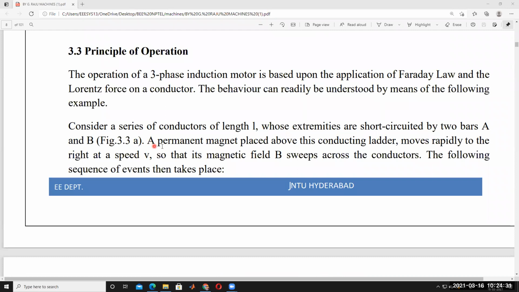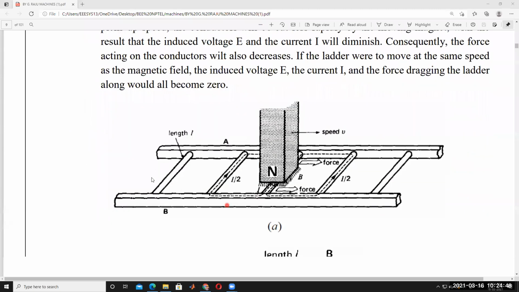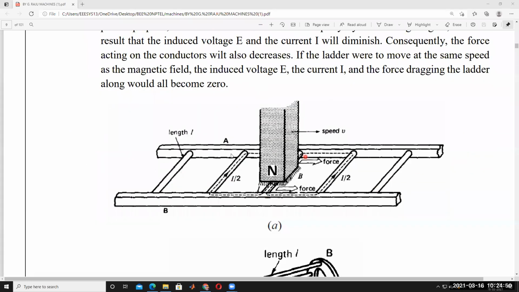A permanent magnet is placed above the conducting ladder. A permanent magnet placed above the conducting ladder means the stator rotating magnetic field. This is one ladder, which represents a squirrel cage induction motor or slip ring induction motor winding. These are the two bars, two end rings. This is one end ring and this is another end ring.